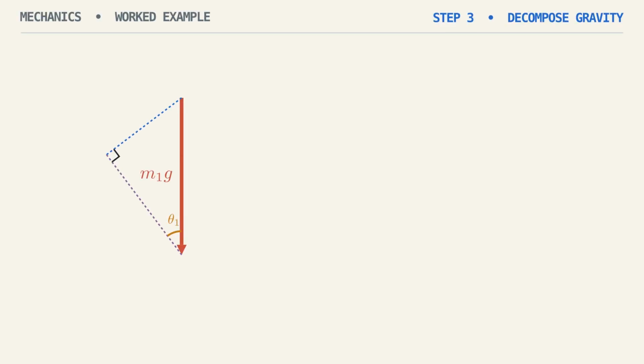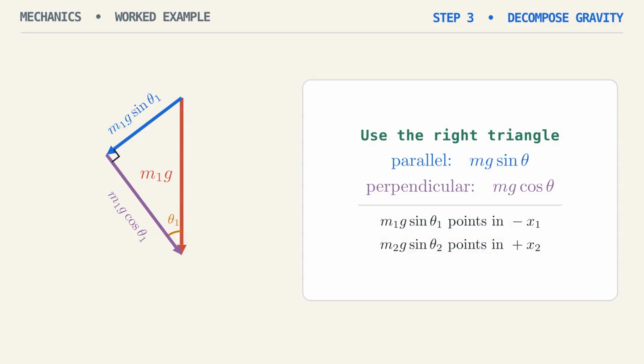Only gravity needs to be decomposed. For cart 1, draw the right triangle with m1g as its hypotenuse. The angle between gravity and the inward normal direction equals the incline angle, theta 1. The component parallel to the incline is opposite that angle, so its magnitude is mg sine theta. The perpendicular component is adjacent to the angle, so its magnitude is mg cosine theta. The triangle, not a memorized rule, tells us which function to use.